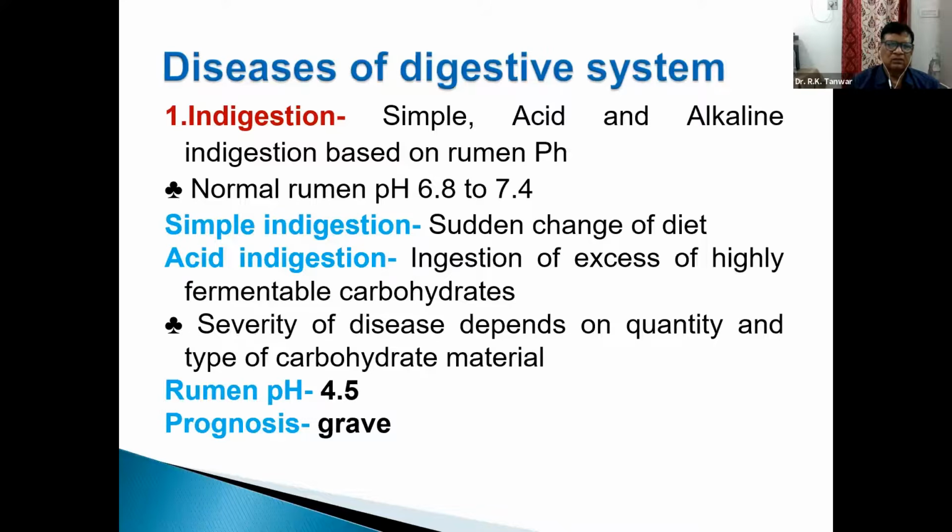Diseases of the digestive system are very common. Indigestion is of three types: simple, acid, and alkaline indigestion, based on rumen pH. So a field vet should always have a pH strip. Normal rumen pH is 6.8 to 7.4. Simple indigestion occurs due to a change of diet. It is easily cured by a simple stomachic drug.